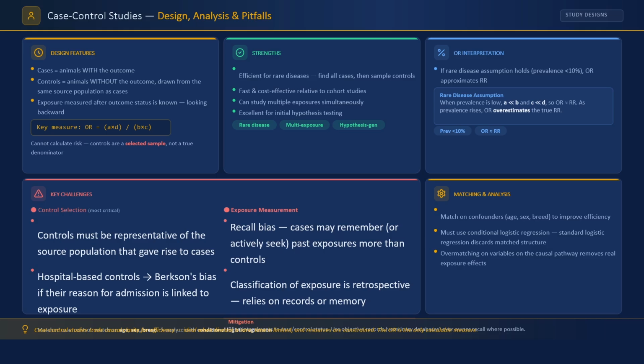On matching, match on confounders like age, sex, and breed to improve efficiency, but you must then analyze with conditional logistic regression. Standard logistic regression throws away the match structure. And beware, overmatching on anything sitting on the causal pathway, you'll erase the very effect you're studying. Bottom line, case control trades causal clarity for efficiency, and the odds ratio is the only measure you can calculate.